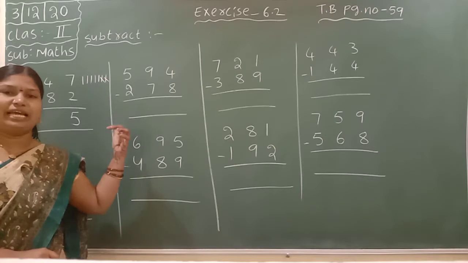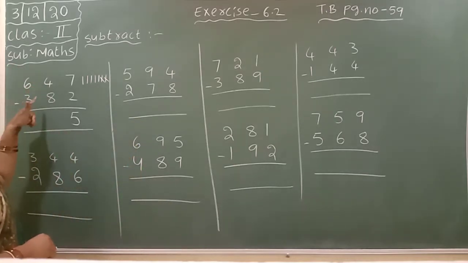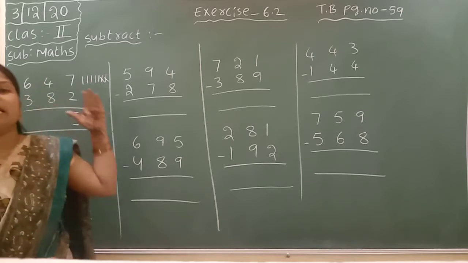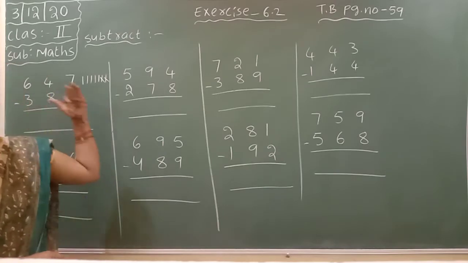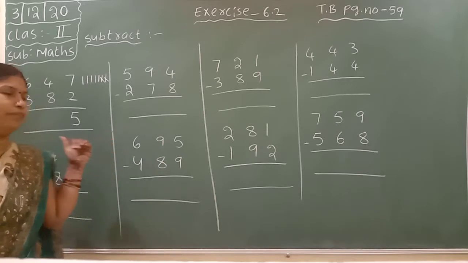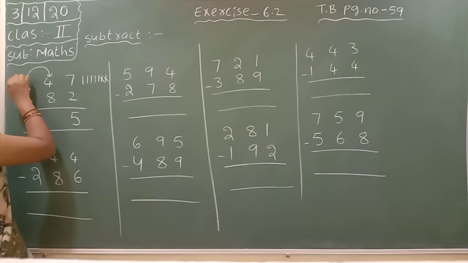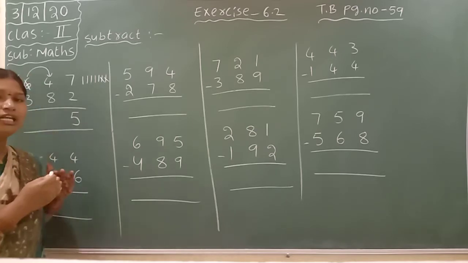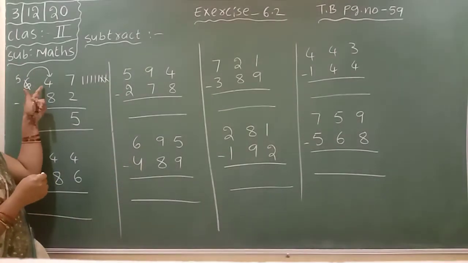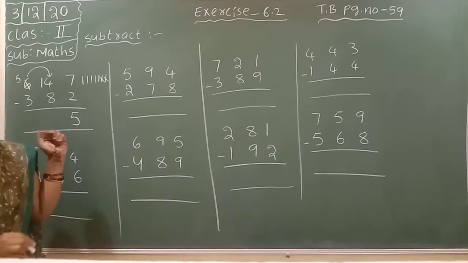And sometimes it is not possible. Why? Because here it is 4 minus 8. 4 is a small number compared to 8. So take regrouping from the hundreds place to the tens place. Regrouping is nothing but borrowing. Here the 6 giving one number becomes 5. And 100 is equal to 10 tens. So 10 plus 4 is 14. So I am writing 1 beside the 4.